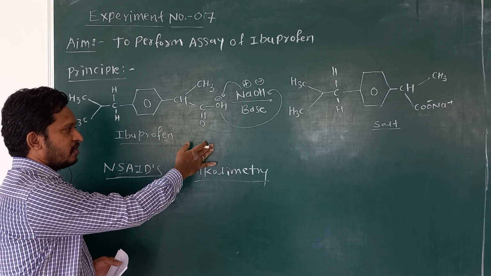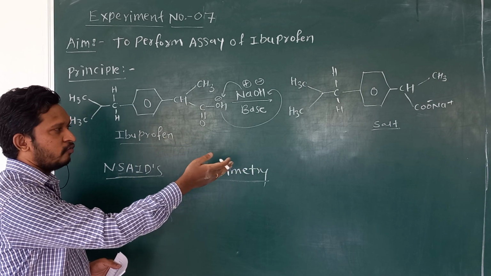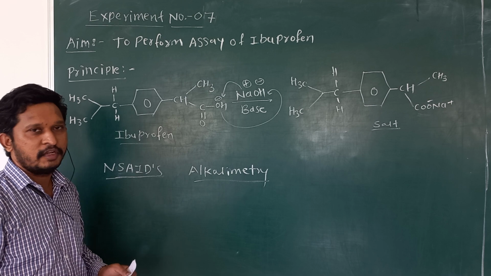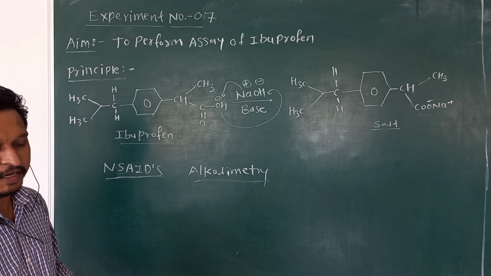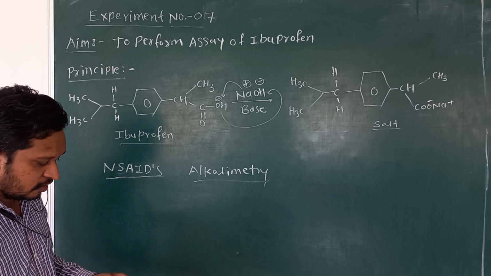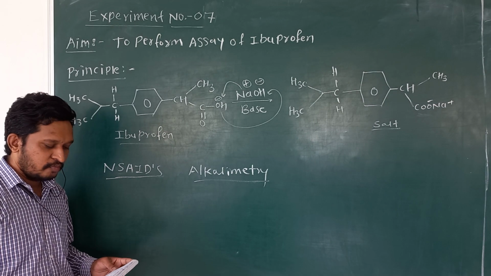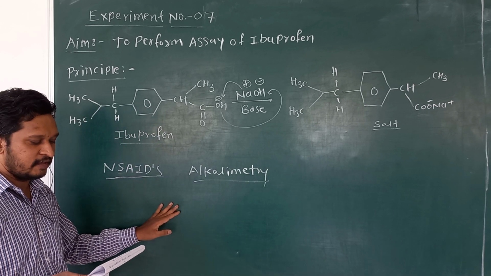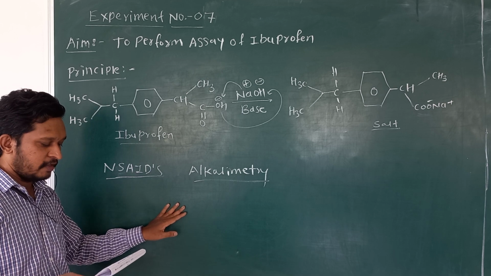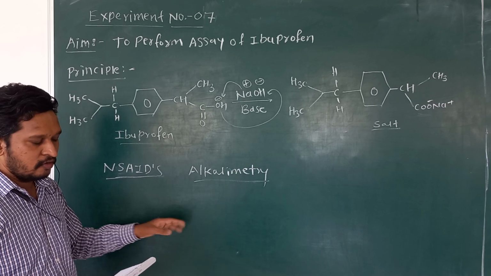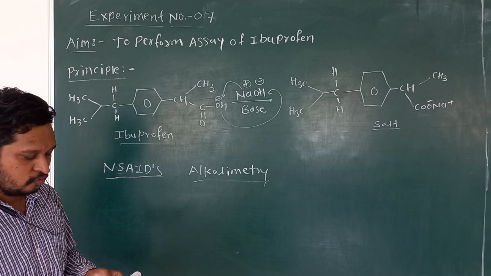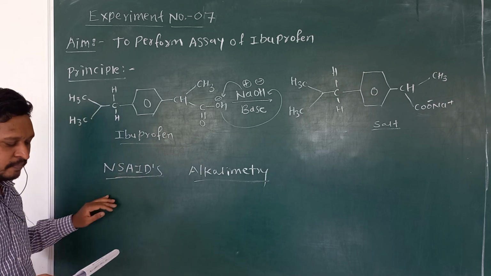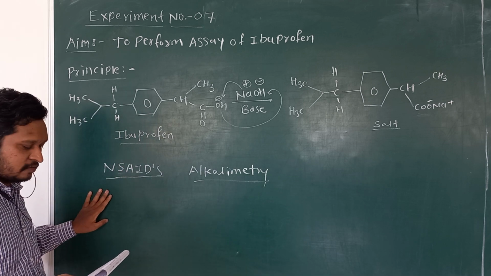In an acid base reaction, the acid will react with the base and form the salt, and the phenolphthalein indicator will give a faint pink color at the endpoint, as we know. So in alkalimetry, specialized analytes of acids are used. For example, here ibuprofen is used in the acid base titration.